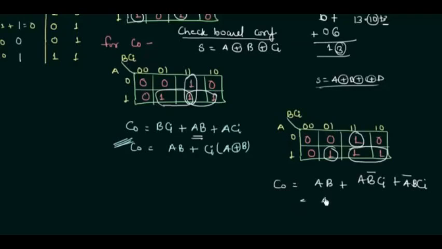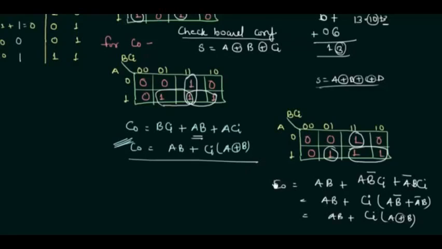The next thing I can do is to take something common from these two terms. I think Ci is common, and inside the bracket I have A bar B plus A B bar, and I think we have our result, that is A XOR B, the same thing that I have written here. So this is how the carry output is represented in these two ways in the K-map.